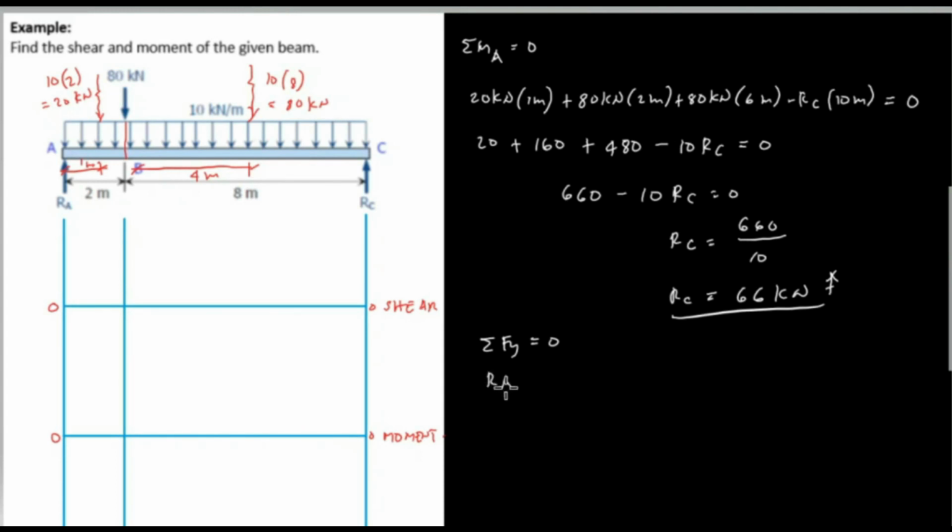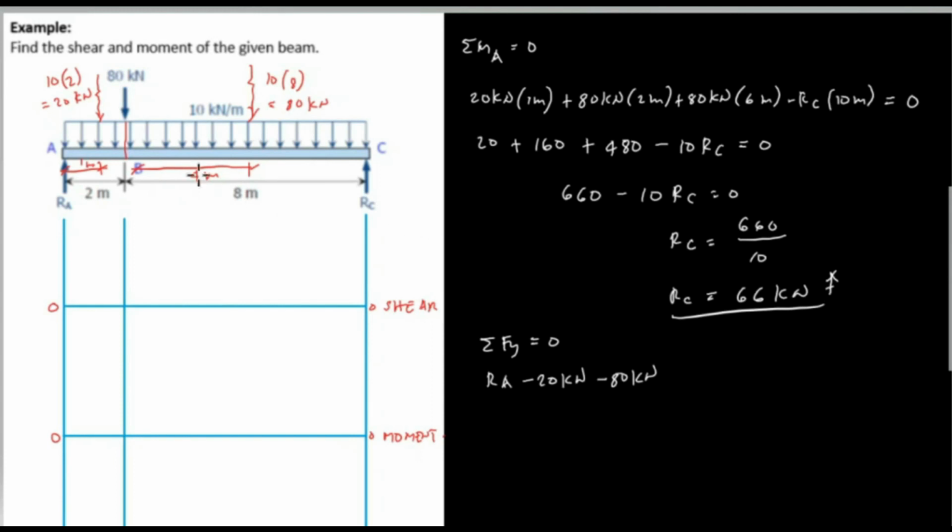So RA, and the assumed direction is upward, therefore it's positive. Then from A to B, we have a uniform load, and the resultant is 20 kilonewtons. We add 20 kilonewtons, and the direction is downward, therefore it is a negative sign. At point B, we have 80 kilonewtons, and the direction of the 80 kilonewtons is downward also, so therefore it is a negative sign.